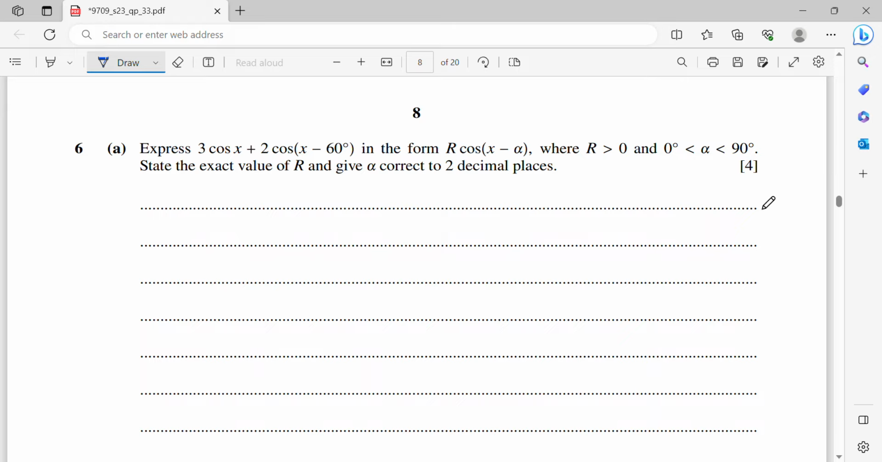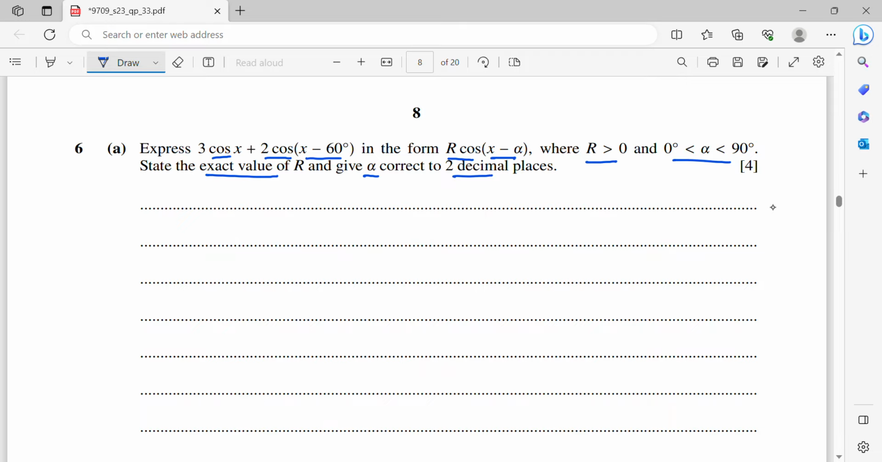Okay, now question 6a. Express 3 cos x plus 2 cos (x minus 60 degrees) in the form of r cos (x minus alpha), where r is greater than 0 and alpha is between 0 and 90 degrees. State the exact value of r and give alpha correct to 2 decimal places.